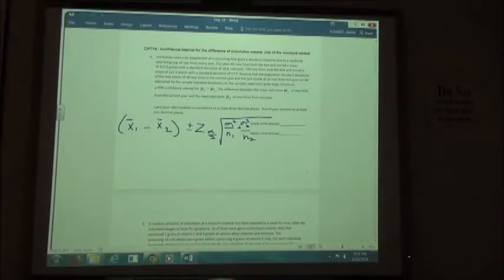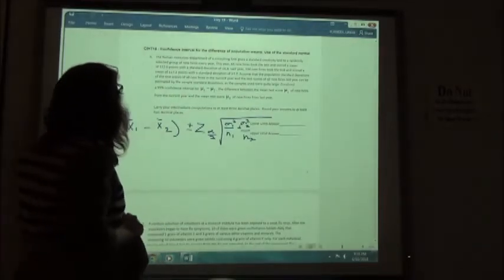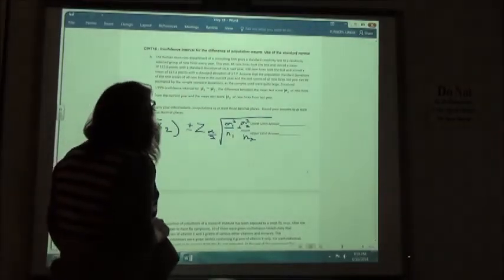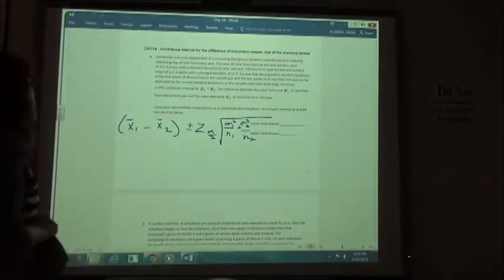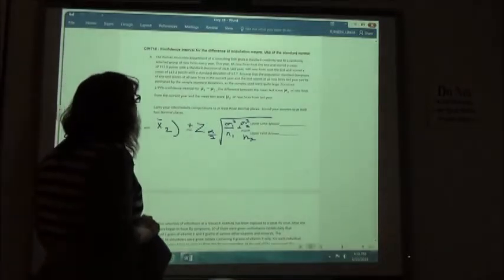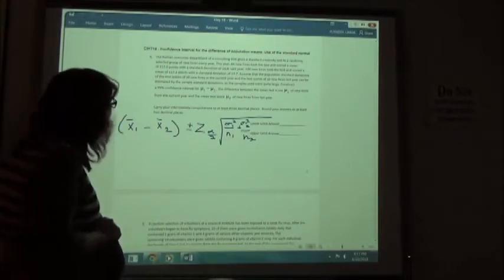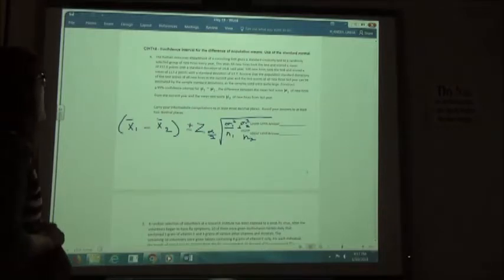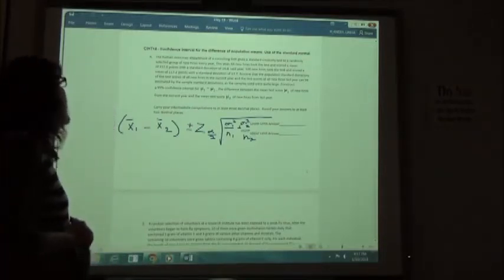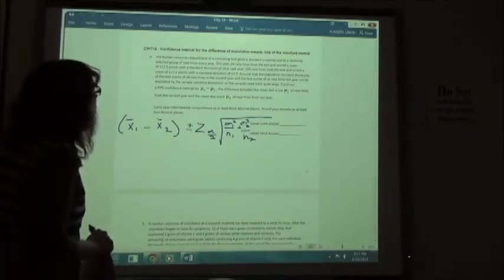The Human Resource Department of a counseling firm gives a standard creativity test to a randomly selected group of new hires every year. This year, 65 new hires took the test and scored a mean of 112.8 points with a standard deviation of 16.8. Last year, 100 new hires took the test and scored a mean of 117.2 with a standard deviation of 17.7. Assume that the population standard deviations of the test scores of all new hires in the current year and in the last year can be estimated by the sample standard deviations, as the samples used were quite large.